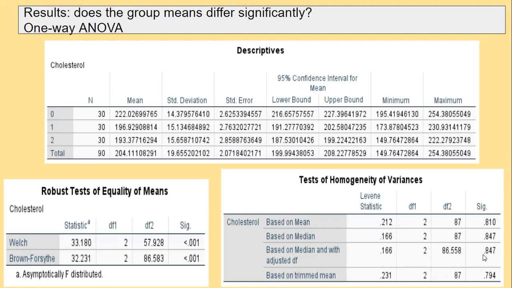This column is the most important one. Looking here, we can see the significance level is 0.7 here and 0.8 in the other three. All are insignificant. That means we are rejecting the homogeneity fact, and we can say the three means are not homogeneous.